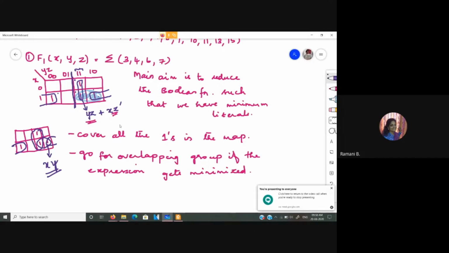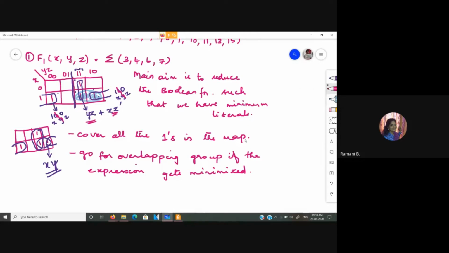So this term is z bar, because this combination corresponds to 1 0 0, where this is x, this is y, and this is z, and this one corresponds to 1 1 0 for x, y, and z. Here y is equal to 0 over this and y is equal to 1 over there, so I remove that term. I am left with x equal to 1 and z equal to 0. That's why I have it as xz bar.